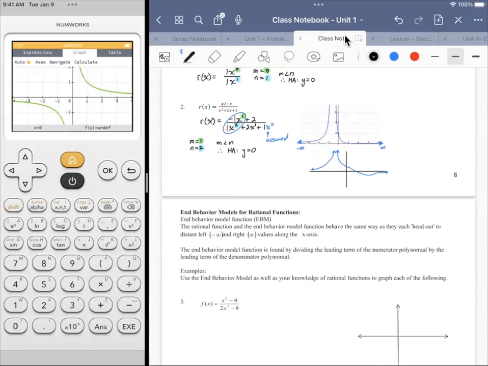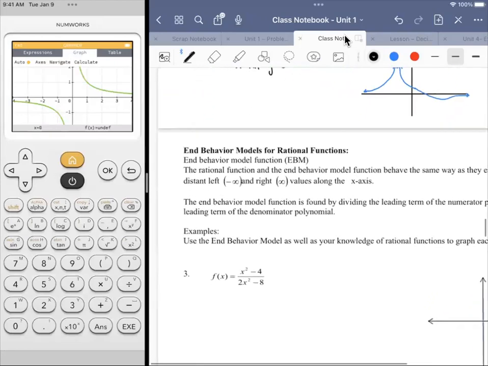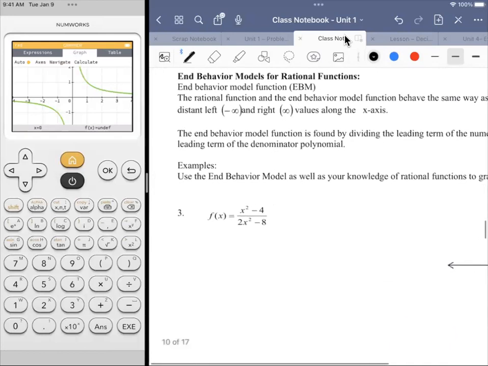The end behavior model, which we call EBM, the rational function and the end behavior model behave the same way as they each move out to negative infinity or positive infinity along the x-axis, right? So you divide the leading term of the numerator polynomial by the leading term of the denominator polynomial, and that's the function that it's going to behave like, right? So I'm going to use this example, and we're going to sketch the entire graph, but I also want to get an idea of the behavior of it, right?